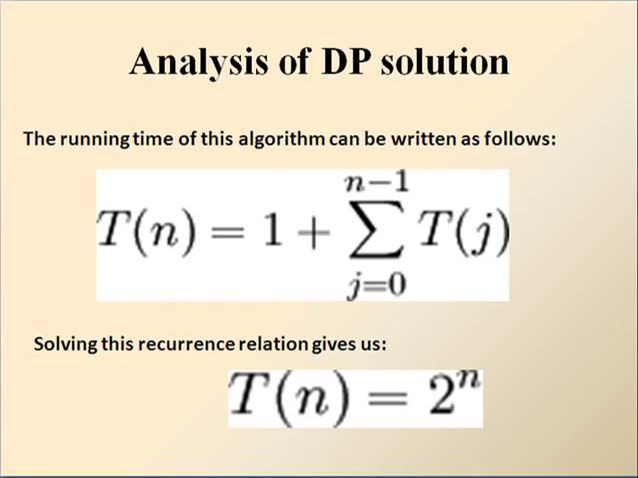Analysis of the dynamic programming solution. So the running time of this algorithm can be written as t of n equals 1 plus the summation of t of j from j equals 0 to n minus 1, where n is the length of the rod. So this is a recursive solution whose t of n will be of the order of exponential, that is, 2 to the n.